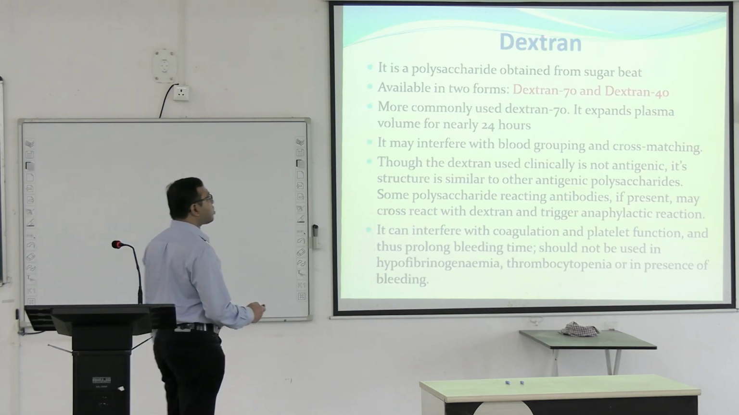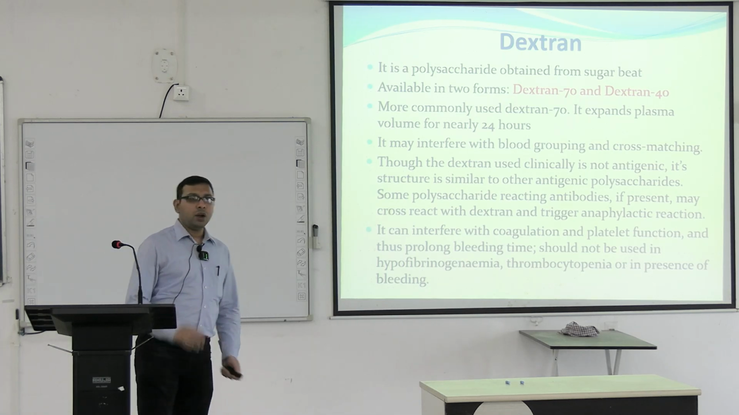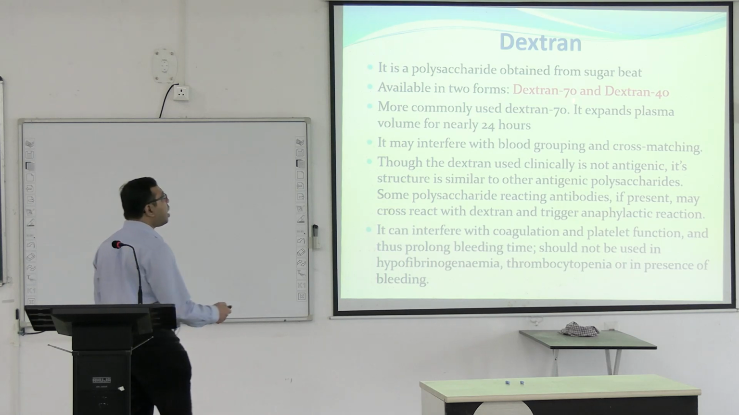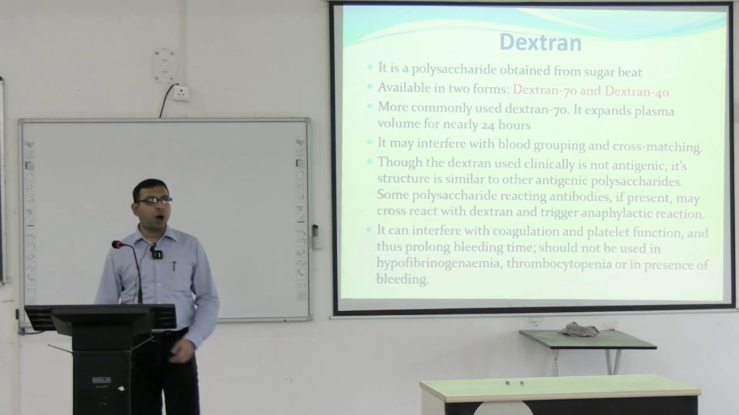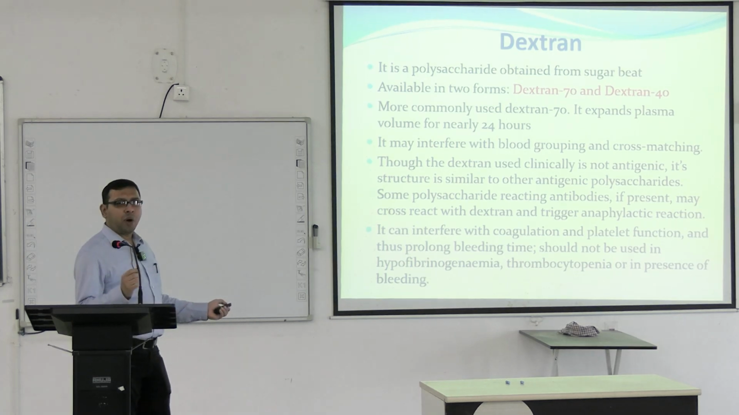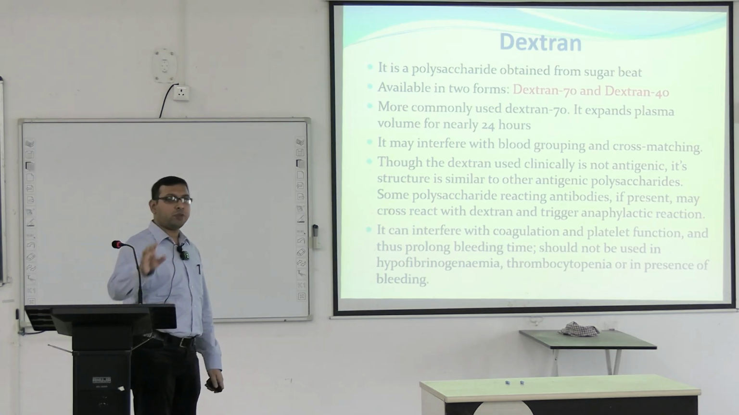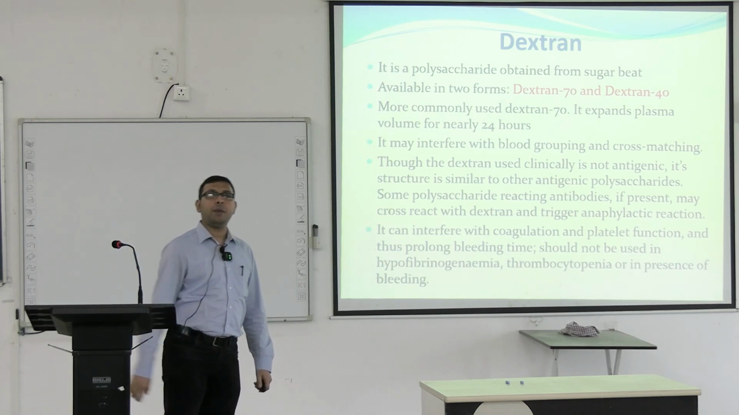Next, coming to dextran, this is a polysaccharide. This is obtained from the sugar beet. Two forms are available, dextran 70 and 40. More commonly, we use dextran 70. It expands plasma volume for nearly 24 hours. The problem is, it may somewhat interfere with blood grouping and cross-matching. So we have to remember, when we are transfusing dextran, before that the blood should be taken out for cross-matching and blood grouping.